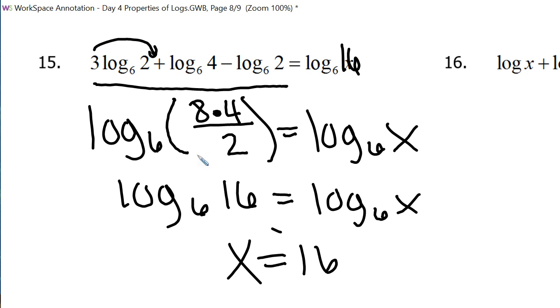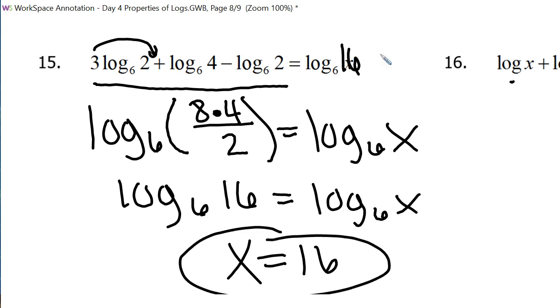Number 16, if you see more than one log on the same side, combine them together. So if you have addition, what do we change that to? Multiplication. So we need to distribute the x. So that would be log, and x times x is x squared, and x times negative 3, negative 3x. And that equals 1. Can I use the property of equality here? No, because we have logs on both sides. No. So if you only have one log, how do you solve that?